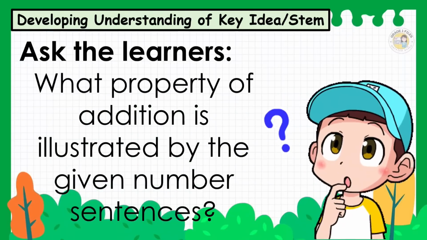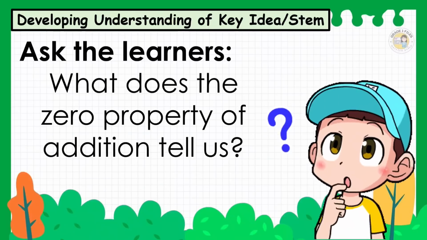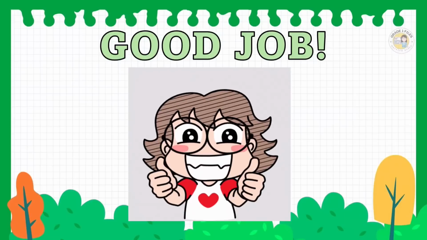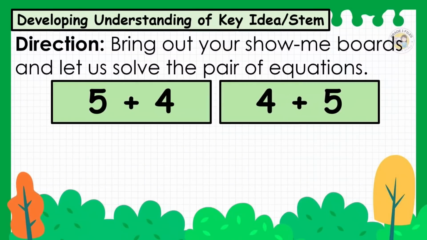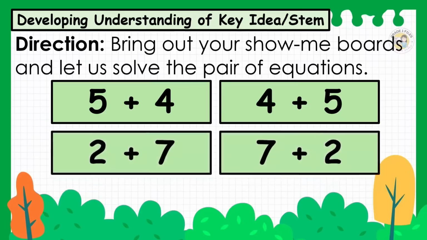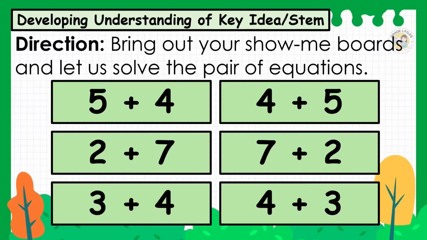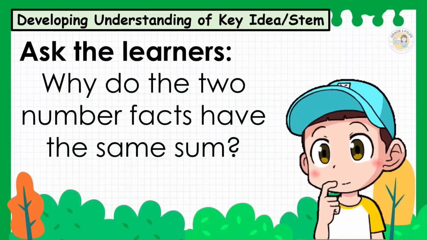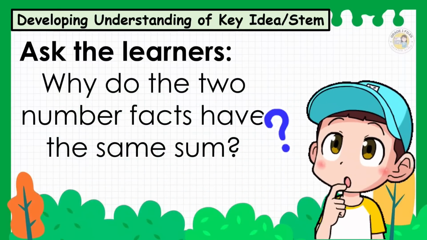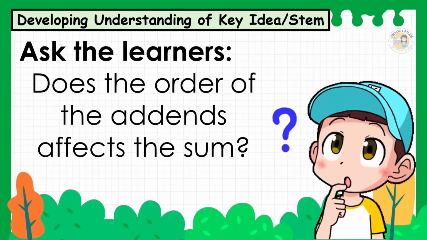What property of addition is illustrated by the given number sentences? What does the zero property of addition tell us? Bring out your show me boards and let us solve the pair of equations. Why do the two number facts have the same sum? Does the order of the addends affect the sum?